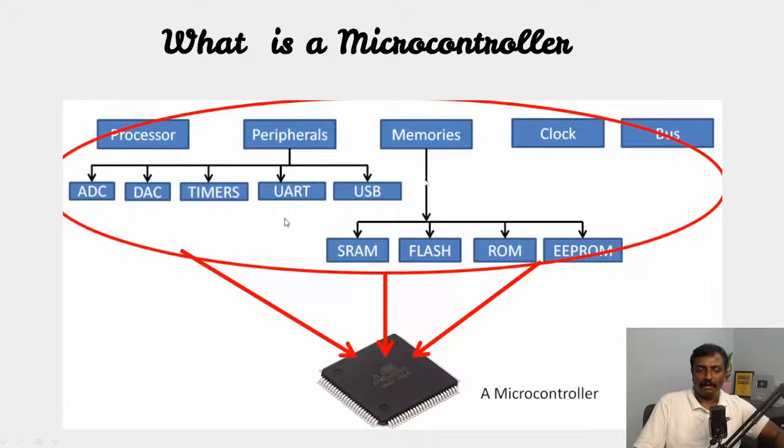And you have memories. You may have flash memory or SRAM. Flash is non-volatile, SRAM is volatile, and ROM is read-only memory, which is one-time programmable. And you have electrically erasable programmable read-only memory, EEPROM. And you have the clock and the bus. These are the components of a microcontroller.